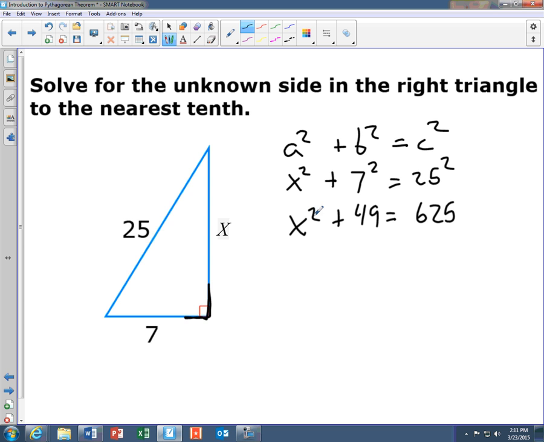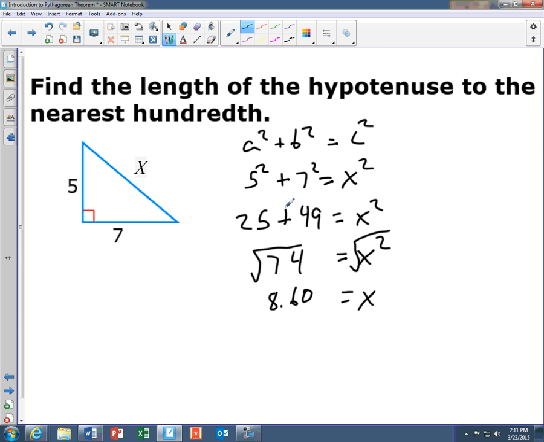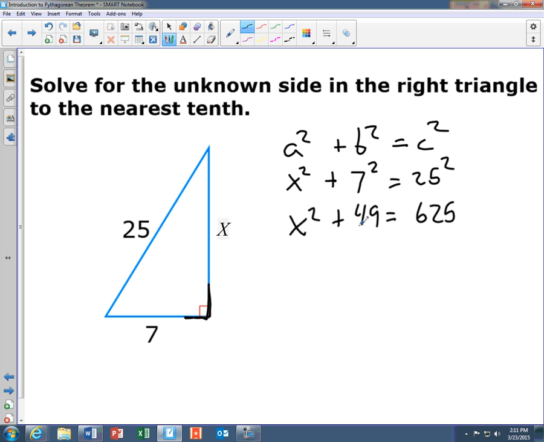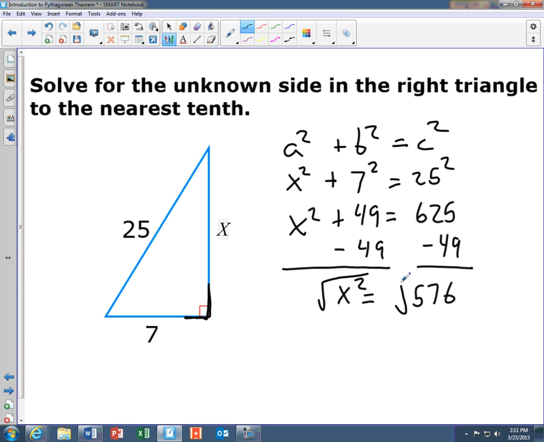Okay, I have to get x by itself. So, unlike before, where I could just add these two numbers together, now I'm actually going to have to solve this. I have to get rid of this 49. How would I get rid of this 49? I have to subtract 49 on both sides. If I subtract 49 on both sides, the only thing left over here is x squared equals, and I'm going to use my calculator just to verify that 625 minus 49 is in fact 576. Now, last step always, square root both sides.